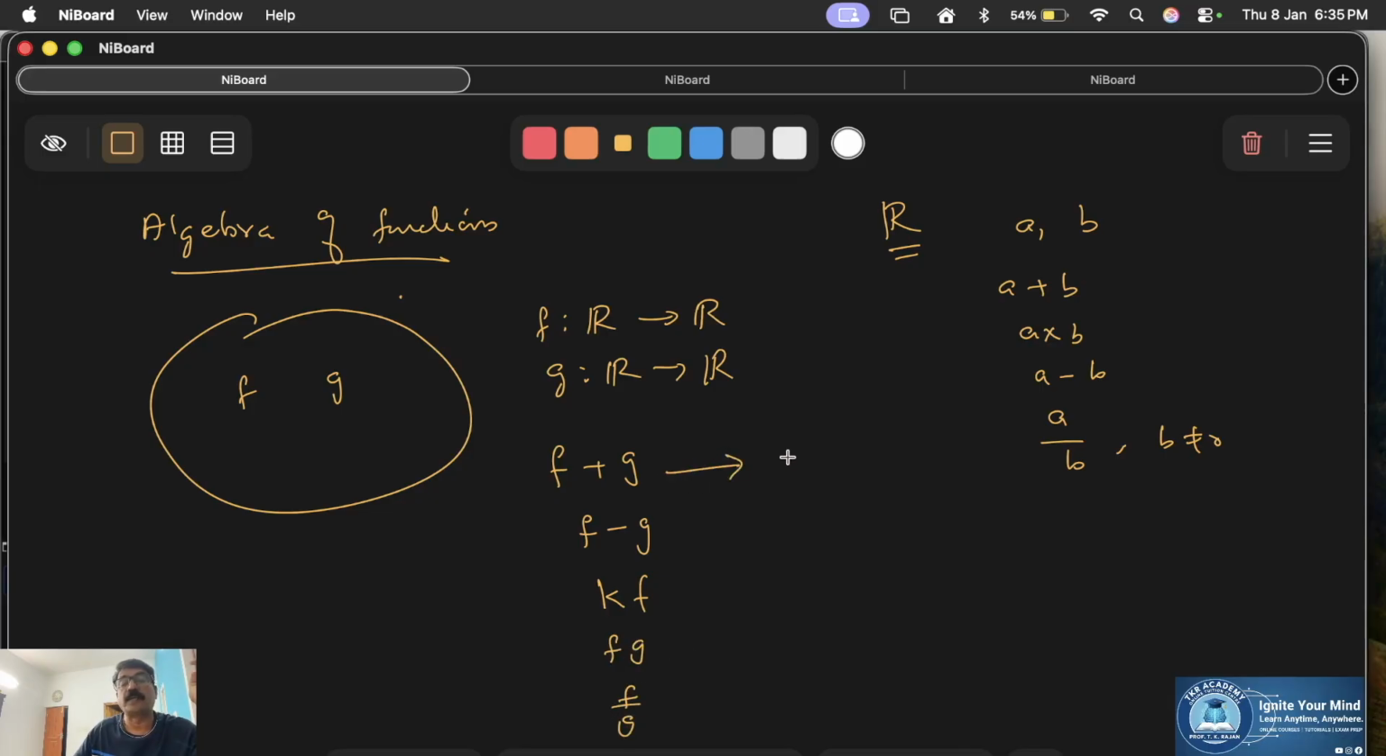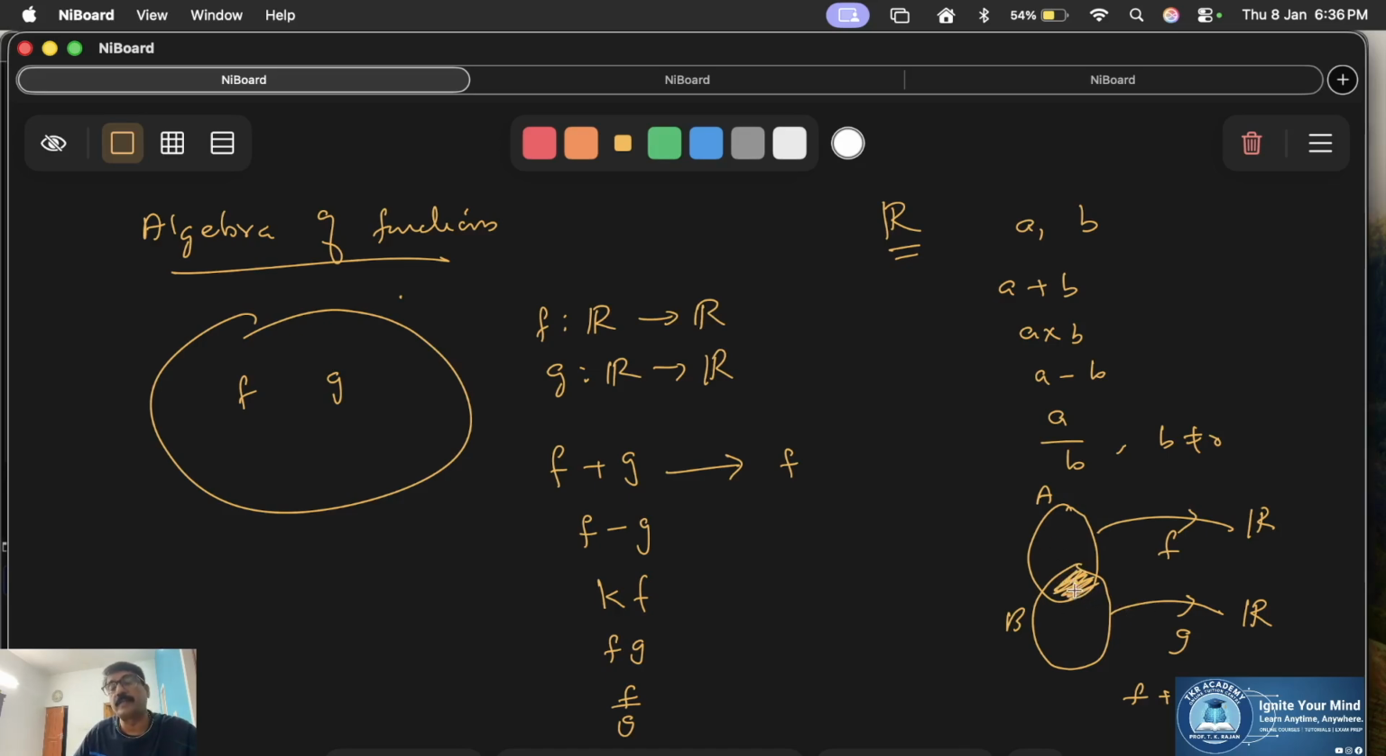How is this function defined? For each x in the common domain of f and g. That is, f may have a domain and g may have another set as its domain. So, if f is a function from A to R and g is a function from B to R, then f plus g is actually defined only for those x common to A and B.